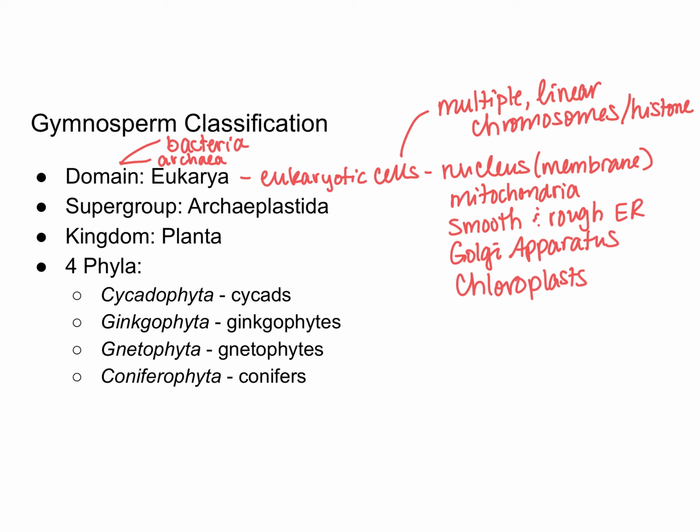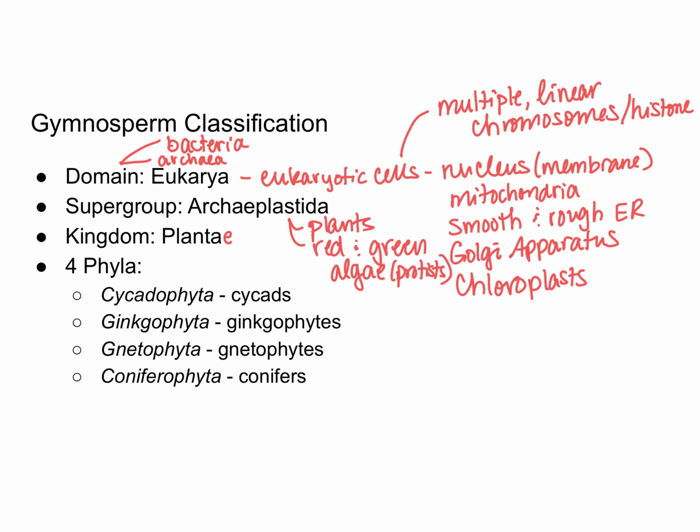Gymnosperms are in the supergroup Archaeplastida, and Archaeplastida includes the other plants, as well as red and green algae, which we talked about when we talked about the protists. They are in kingdom Plantae, and I misspelled it here, so let's go ahead and add a little E to the end, so kingdom Plantae.